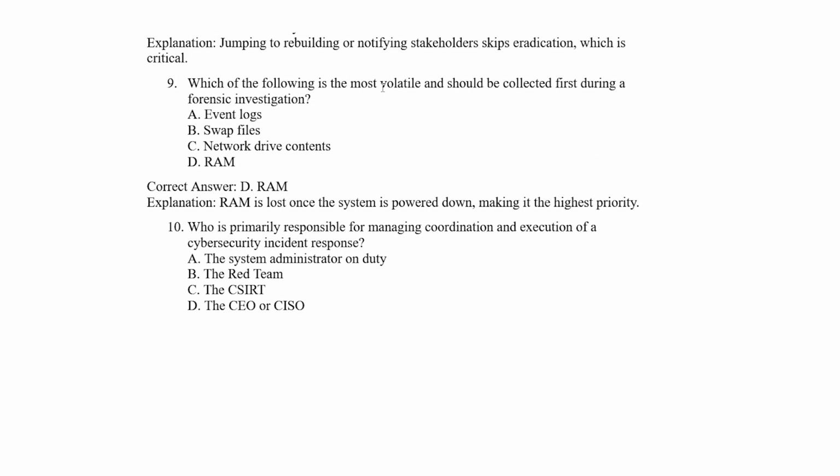Which of the following is the most volatile and should be collected first during a forensic investigation? It's the RAM. In that order, the CPU is not there, the next one also is not there. The RAM, which is the third one, is the most volatile in these options. Event log could be remotely logged data, which is down the list. So RAM is the first you might lose, so you should make it a priority.